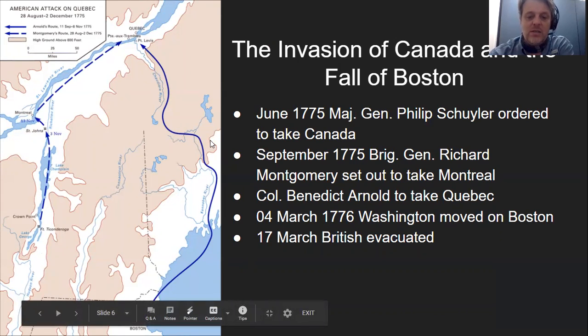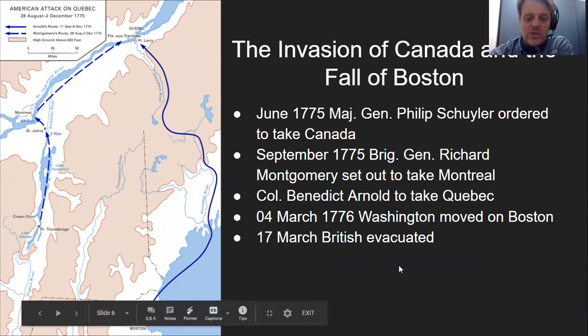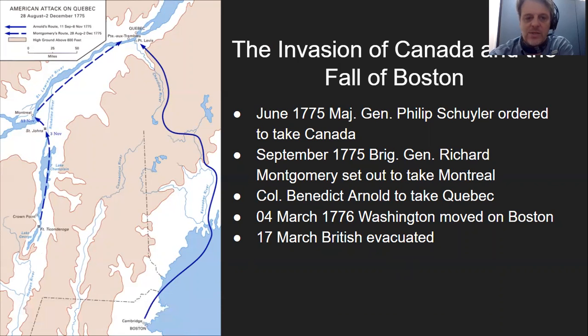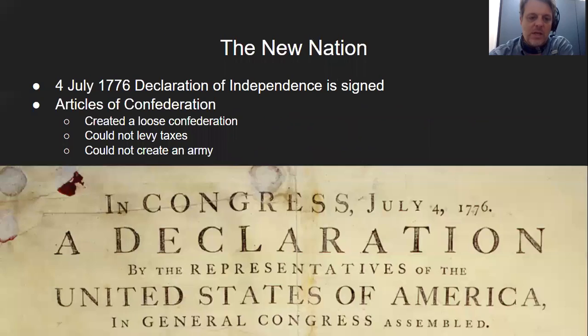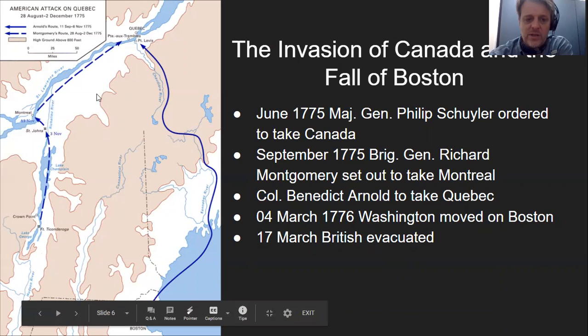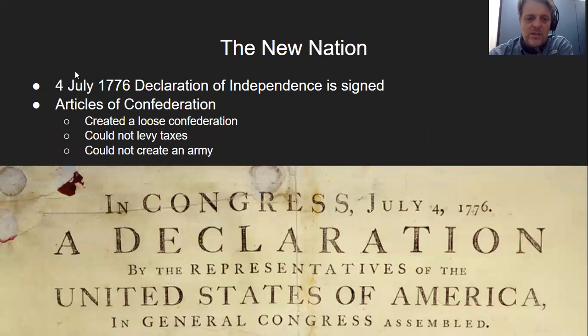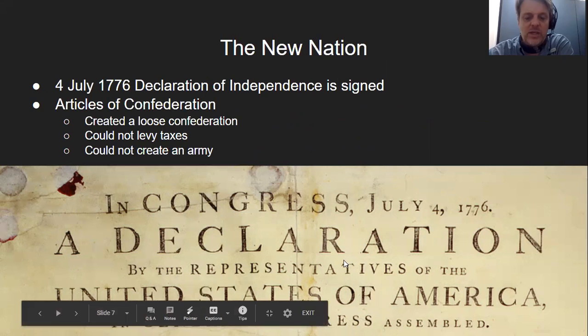Washington moved on Boston. And he laid siege to Boston and eventually forced the British to evacuate. So a couple pretty big wins right from the outset. Good setbacks for the British. Then 1776, right? So this is 1775. Then the next year, 1776, they realized that the king is not going to be able to treat them as citizens. And they're going to declare their independence as the United States of America.